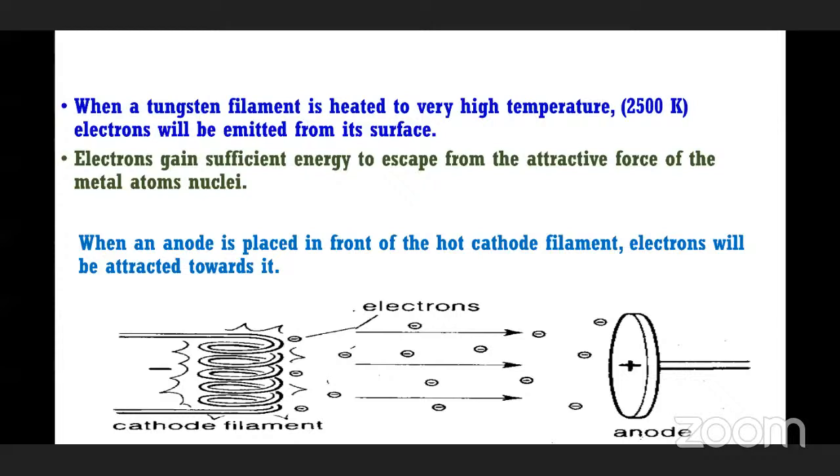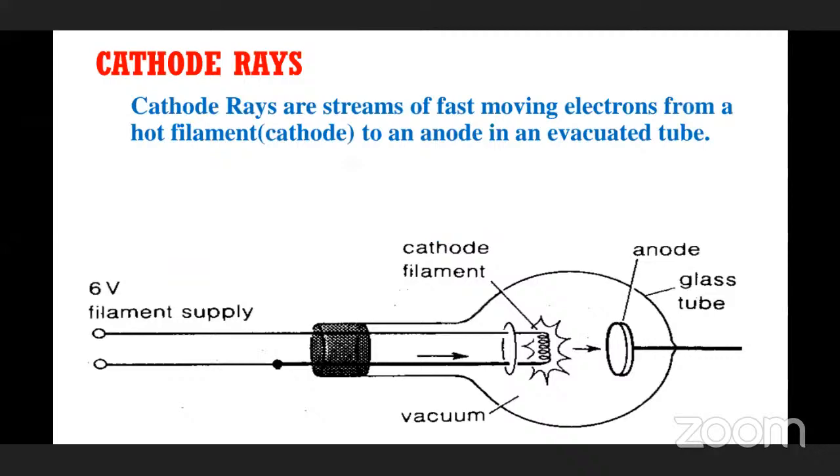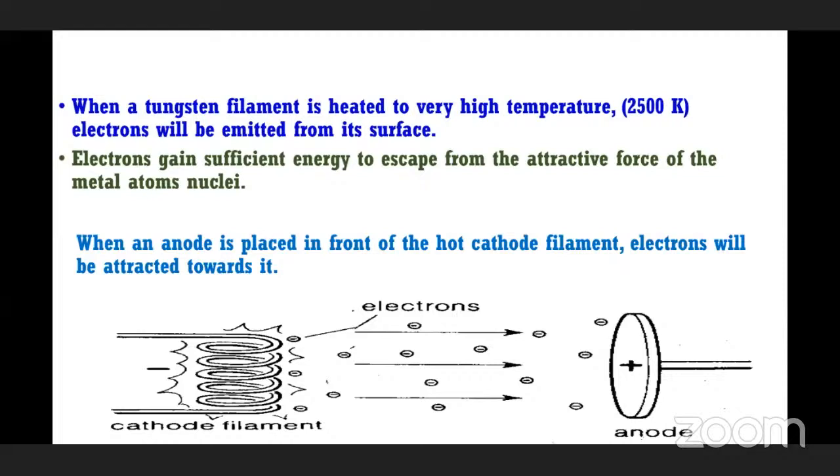And we shall see how this is done. You can see that when a tungsten filament is heated to a very high temperature, that is 2500 Kelvin, electrons will be emitted from its surface. Electrons gain sufficient energy to escape from the attractive forces of the metal atoms and nuclei. I think this is basic knowledge from chemistry. That is the nuclear force of attraction between the positive nuclei, that is, the protons, and the outermost electrons energy level.